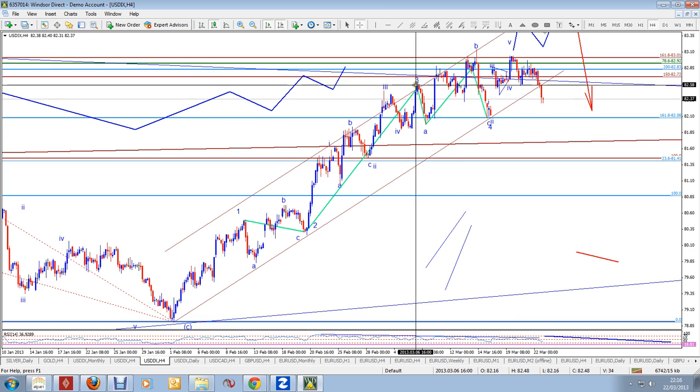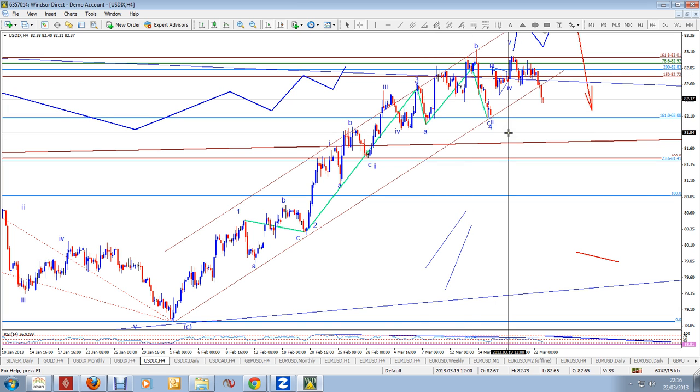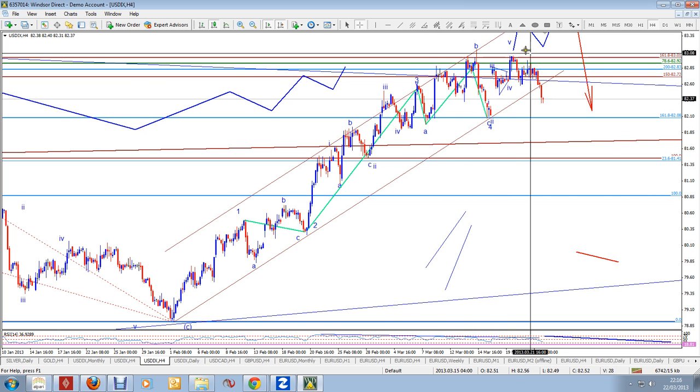So in that case I would be saying this is wave 3 and this would be wave 4. So if this is wave 4, then what is all this here? And that I cannot explain. What is over this here? That I cannot explain.